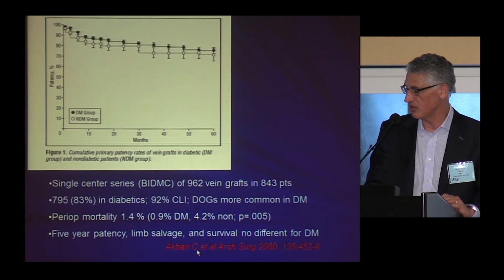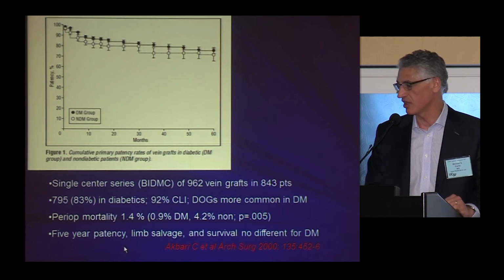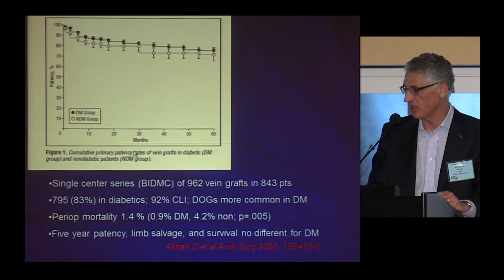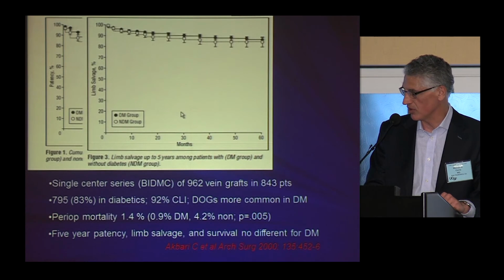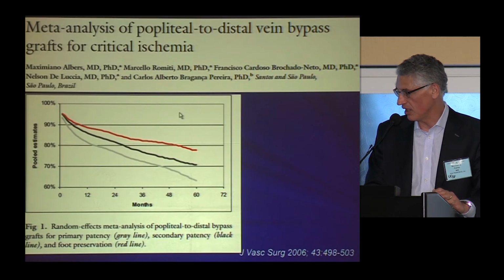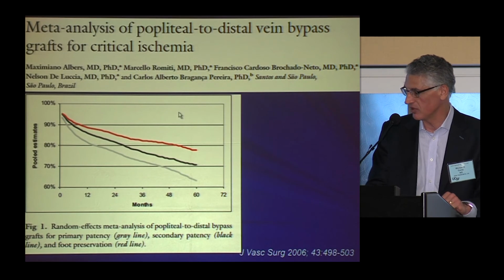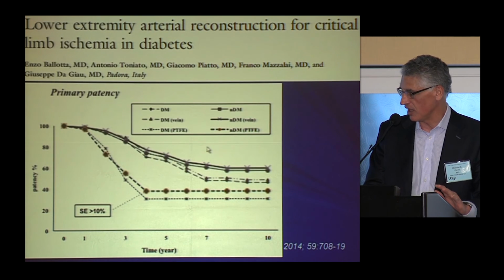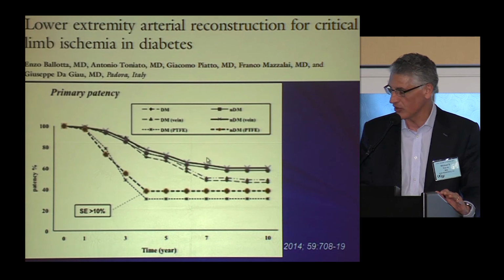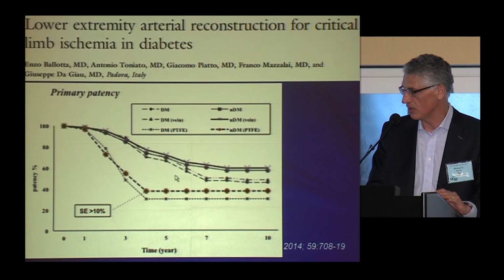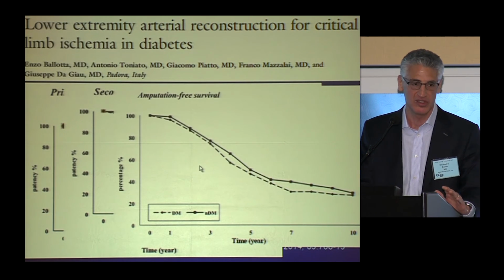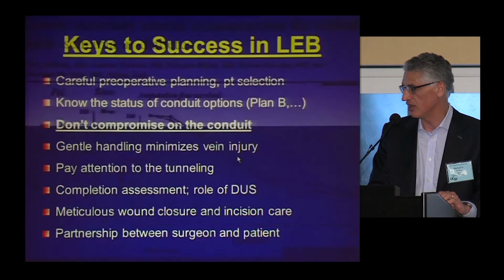And just two quick slides at the end to show that diabetes is not necessarily a predictor of bad outcome. The largest series, this is from the Deaconess, of over 900 patients, basically looking at diabetes versus no diabetes, showed very similar results in terms of graft patency, limb salvage, and patient survival. And this also a meta-analysis of pop-to-distal bypasses in diabetics shows excellent patency. A more recent study from Italy again shows that diabetes per se is not a critical factor in determining graft patency versus conduit, whether it's primary or secondary, or amputation-free survival. So you can get the same results in diabetic patients with a good bypass as you can in non-diabetic patients.